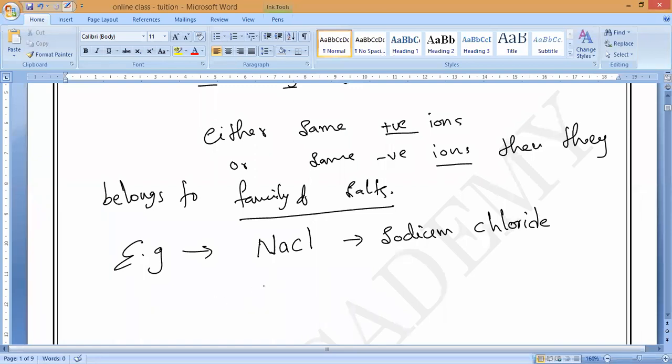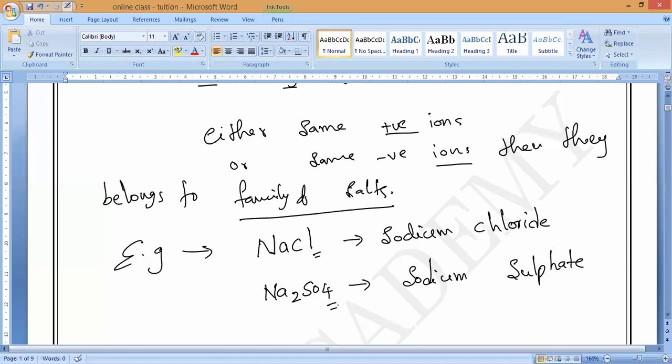Now, NaCl is called sodium chloride, and also take sodium sulfate. What is the formula? Say fast. Na2SO4. This is called sodium sulfate. If you observe very carefully, sodium chloride is formed by reacting with hydrochloric acid, and sodium sulfate is formed by reacting with sulfuric acid. But both belong to the same family of salts, called sodium salts. Yes or no?